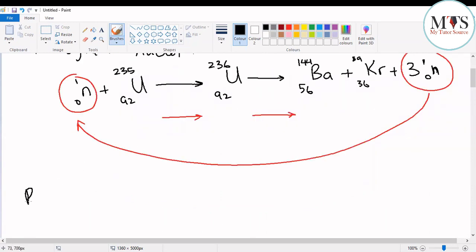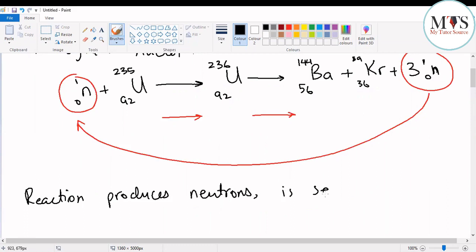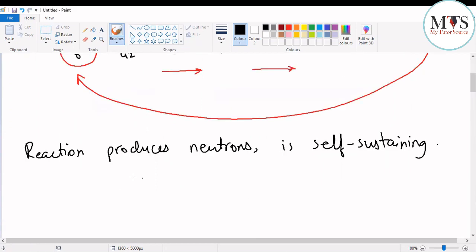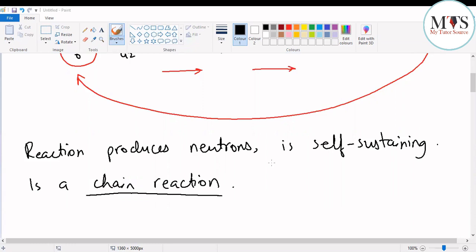So this reaction produces neutrons, and it is self-sustaining because of this. And we can say that this type of reaction is a chain reaction. The chain reaction keeps on going.